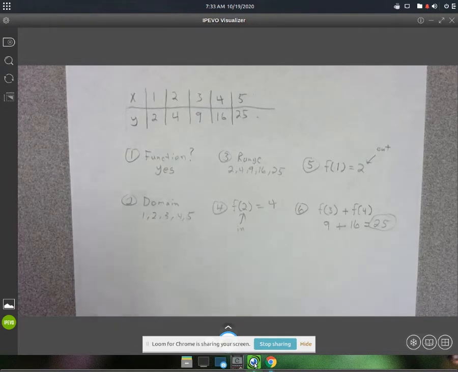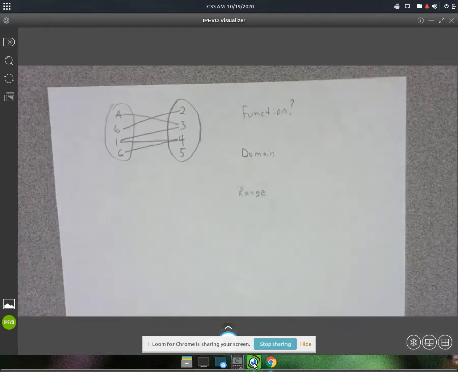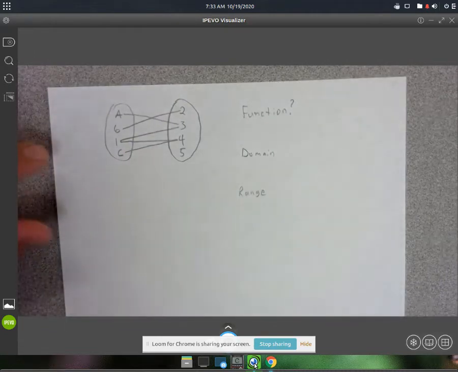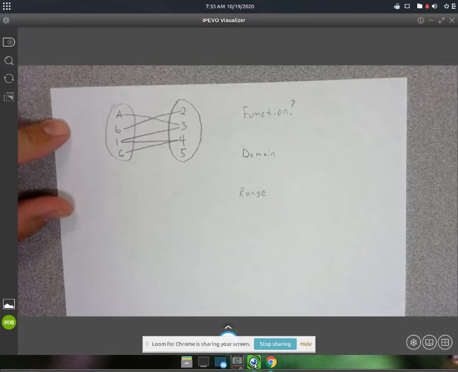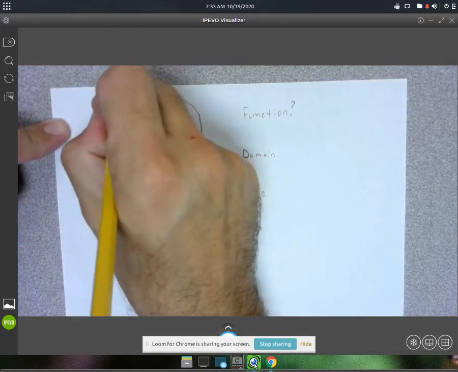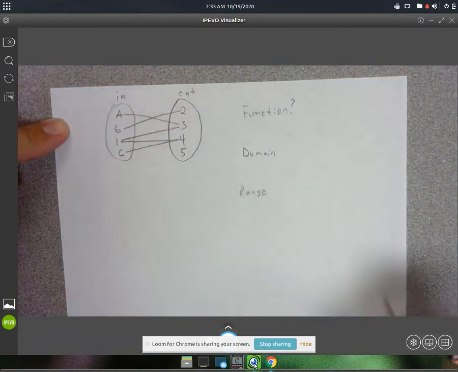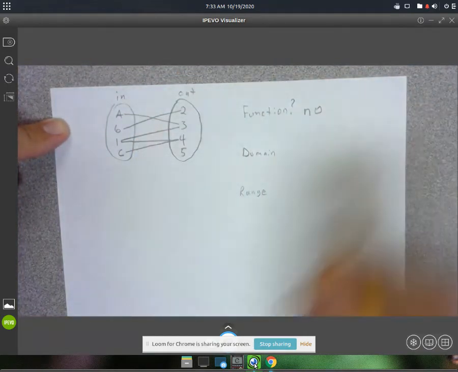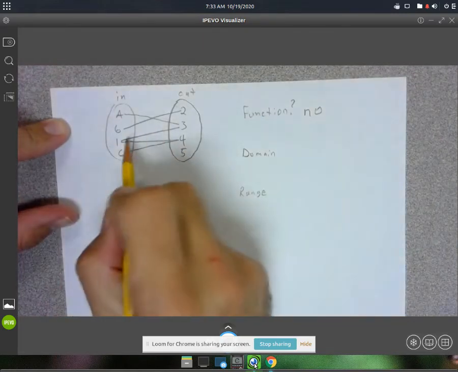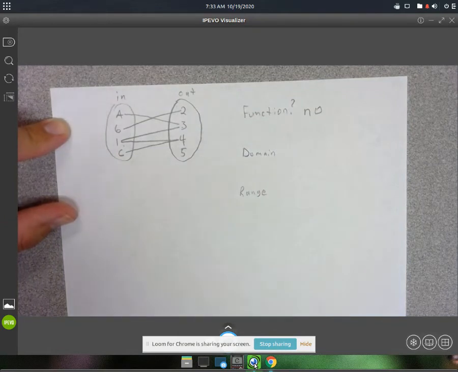All right, last one here, a little mapping. All right, so is it a function? So to be a function, every input must go to one output. And it is not a function because 1 is going to 3 and 1 is going to 4. That's the reason it is not a function.